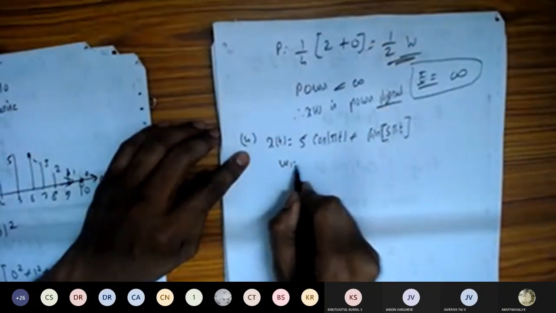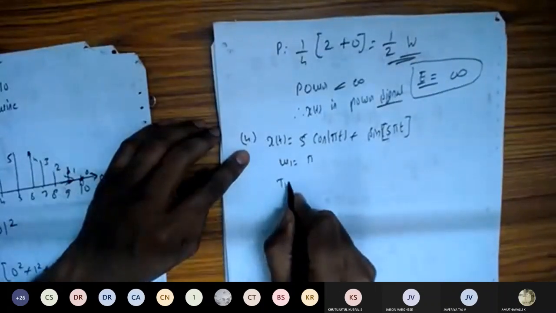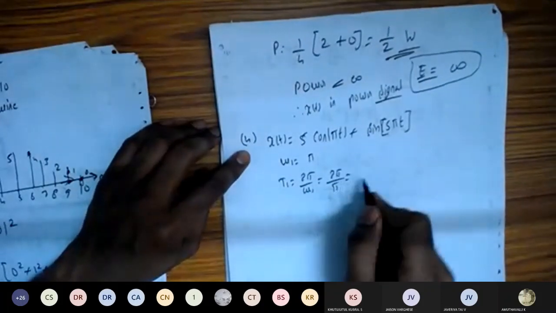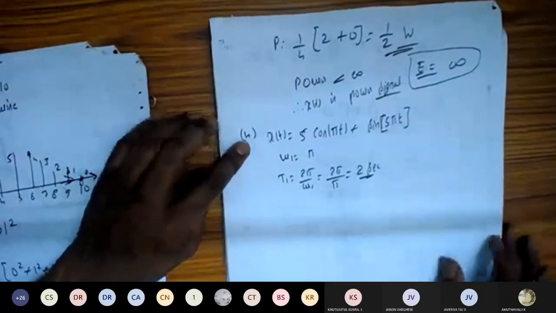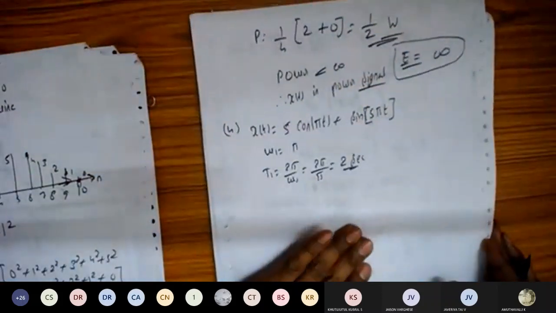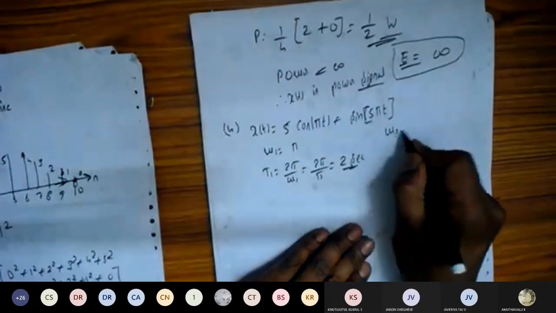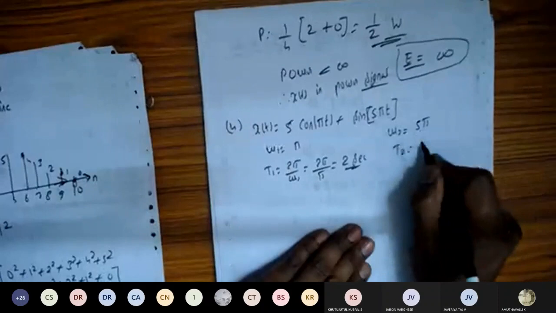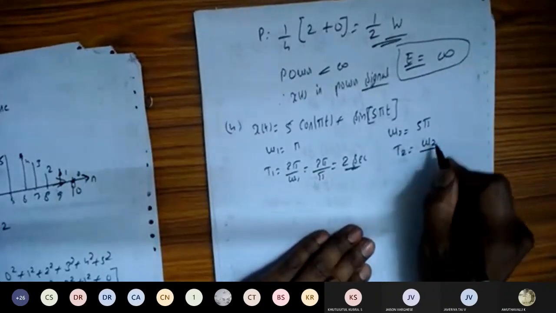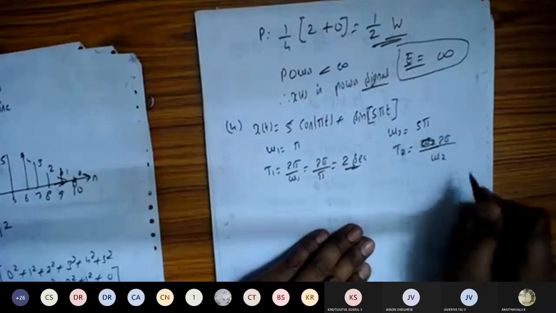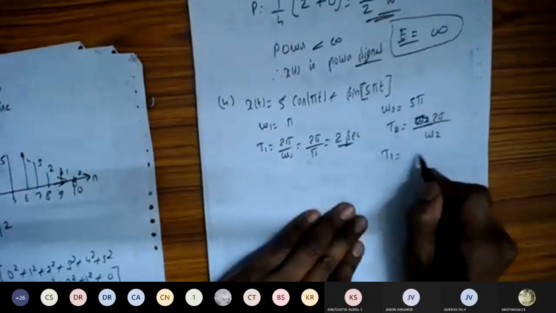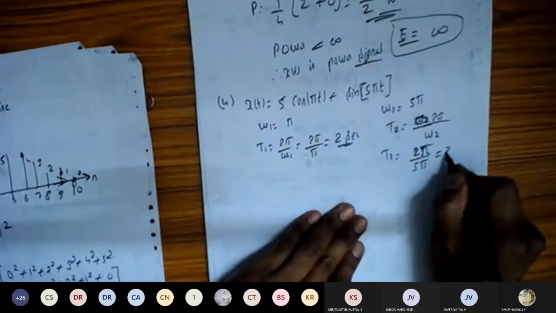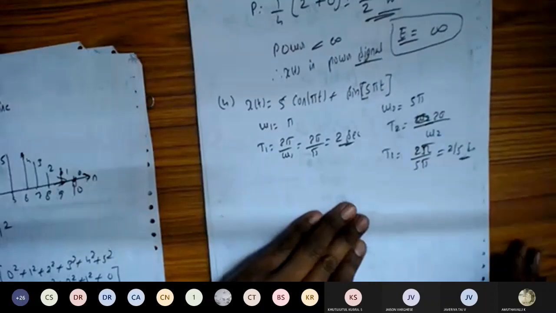Here omega 1 is equal to pi, and T1 is equal to 2 pi by omega 1. So it is 2 pi by pi, which is equal to 2 seconds. Similarly, omega 2 is equal to 5 pi. So T2 is equal to 2 pi divided by omega 2, so 2 pi by 5 pi. So it is 2 by 5 seconds.